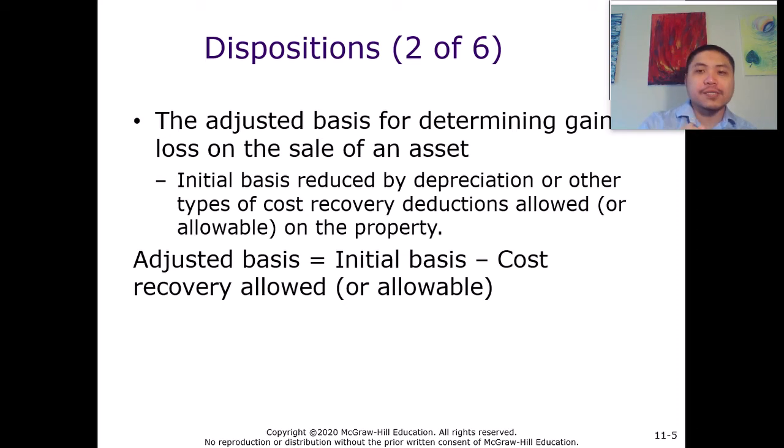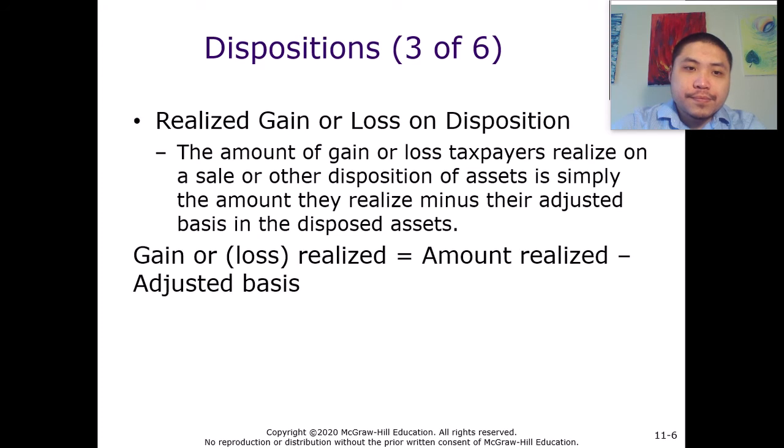So the adjusted basis in the year of disposition is going to be crucial to determine the gain or loss of the transaction, of the sale of the properties. That's how we get the formula. So gain or loss realized equals the amount realized subtract adjusted basis. This is the basic formula to figure out the gain and loss.